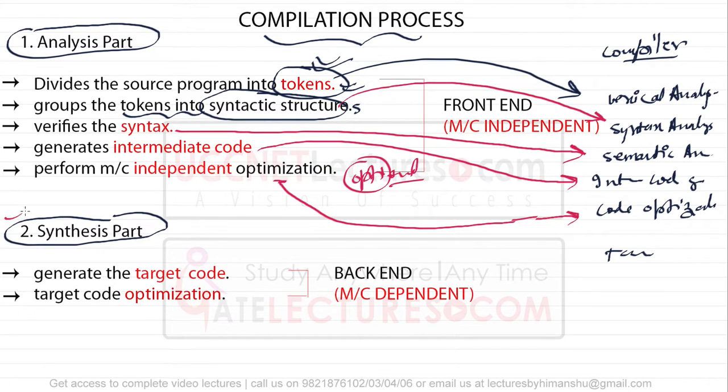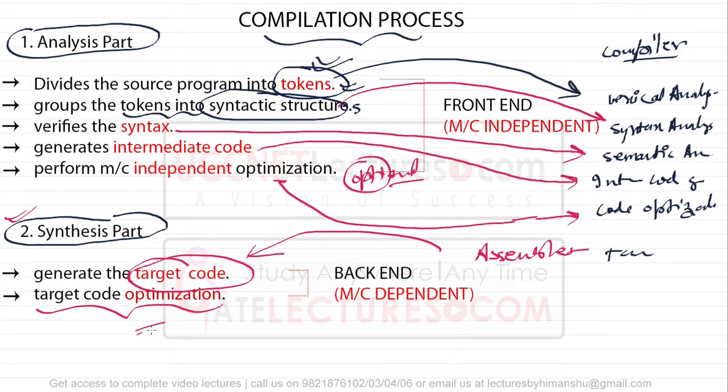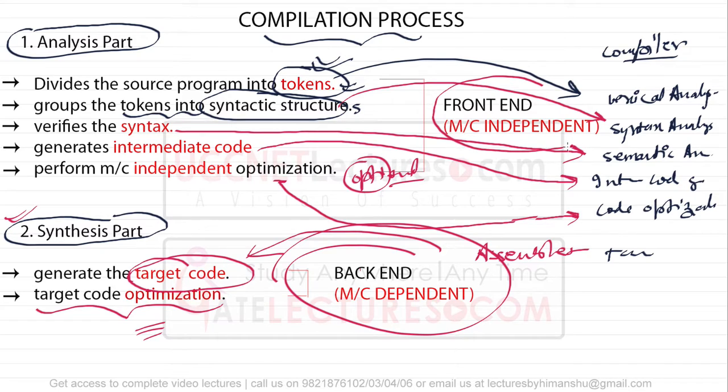In the same way, we have the synthesis part. In this synthesis part, we are going to generate the target code. This target code is given by the assembler. And then you can again optimize this target code, and this is done in the back end. So you can say the entire process is divided into two parts. Number one is the front end, second one is the back end.